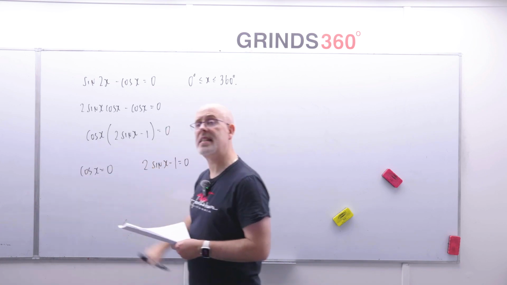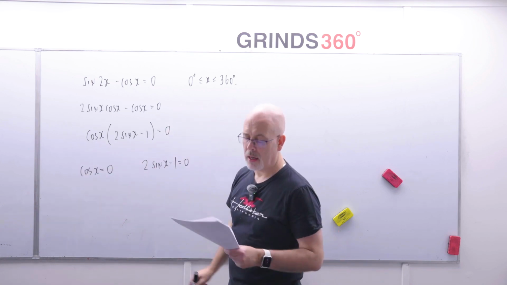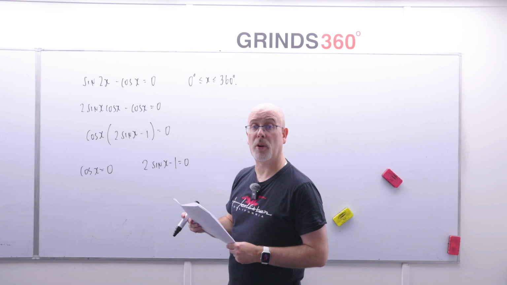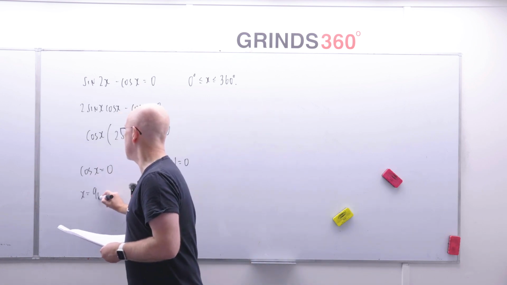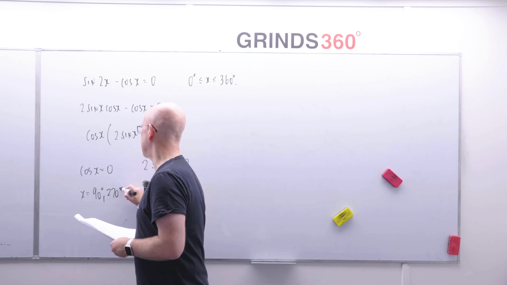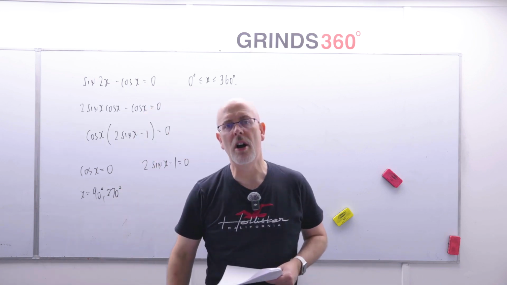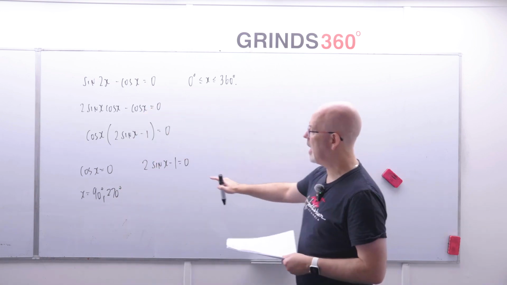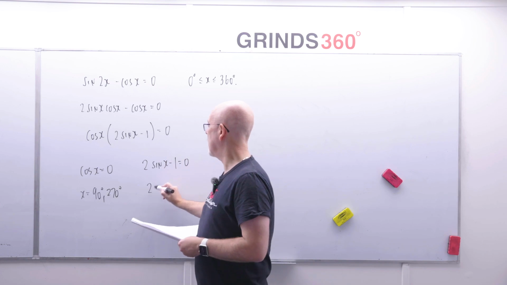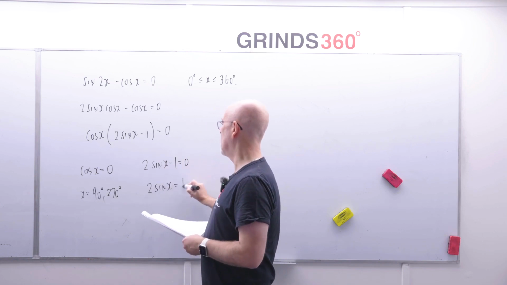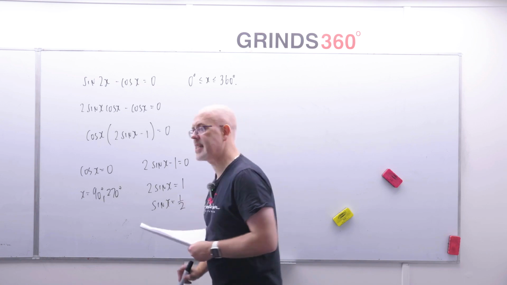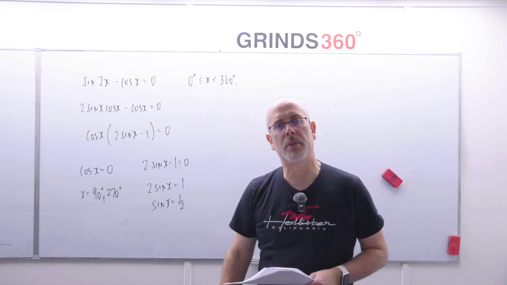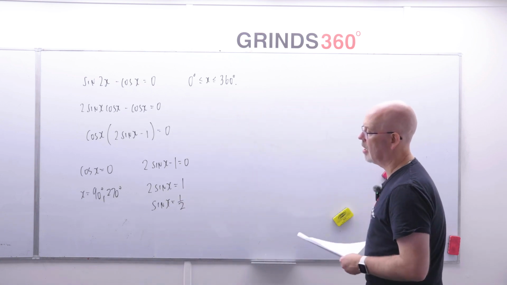Now this we've already kind of dealt with. I can go to page 13 of my formula book where that table is, or I can draw the graph. But the two values for that are 90 degrees and 270. That's the table on page 13. But for this one, if I add 1 to both sides, I get 2 sine x equals 1. Divide both sides by 2, you get sine x equals 1/2. And there's one of our good old-fashioned trig equations to solve.